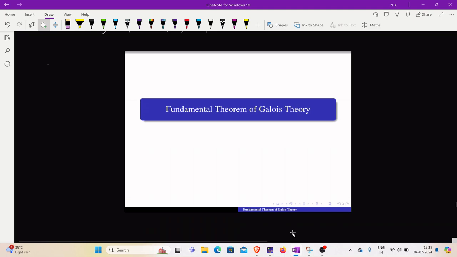Welcome all. In this video, we will learn the fundamental theorem of Galois theory. First of all, we will state what it means and then we'll prove it step by step in detail.